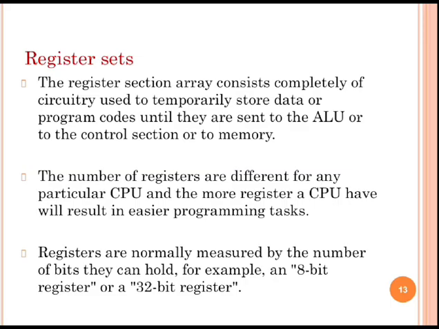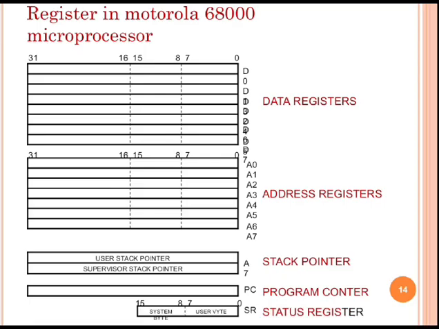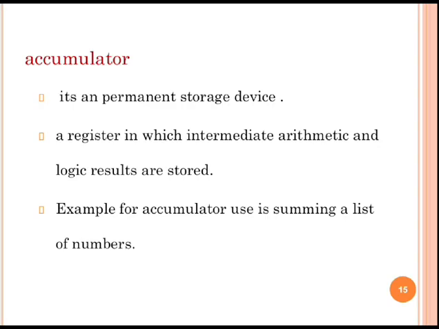And then register sets. The register section consists completely of circuitry used to temporarily store data or program codes until they are sent to the ALU. The number of registers differs for any particular CPU, and the more registers a CPU has, the easier the programming task. Basically, it has two types of register: an 8-bit register and a 32-bit register. It is an example structure of a Motorola 68000 microprocessor. It contains data registers, address registers, stack pointers, program counters and status registers.